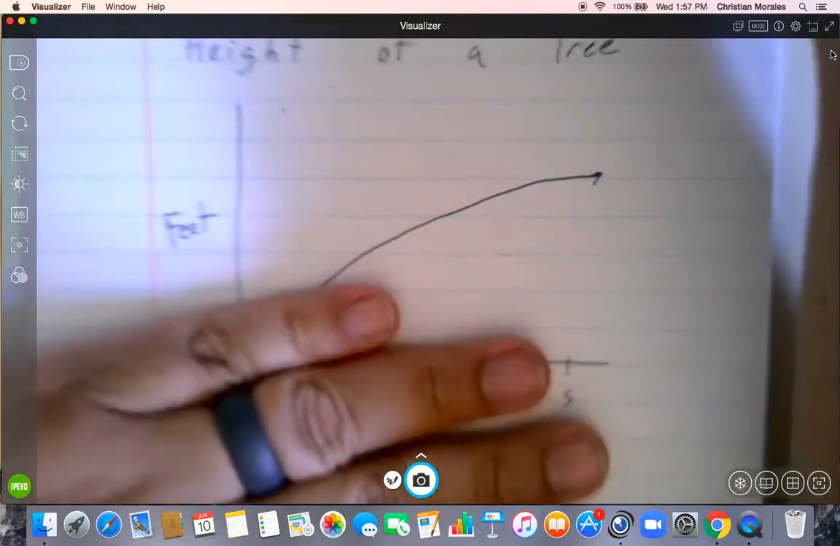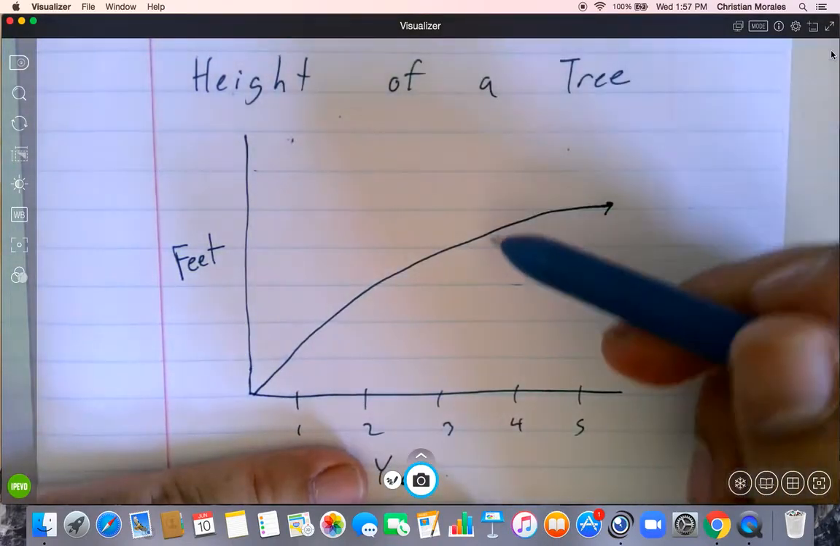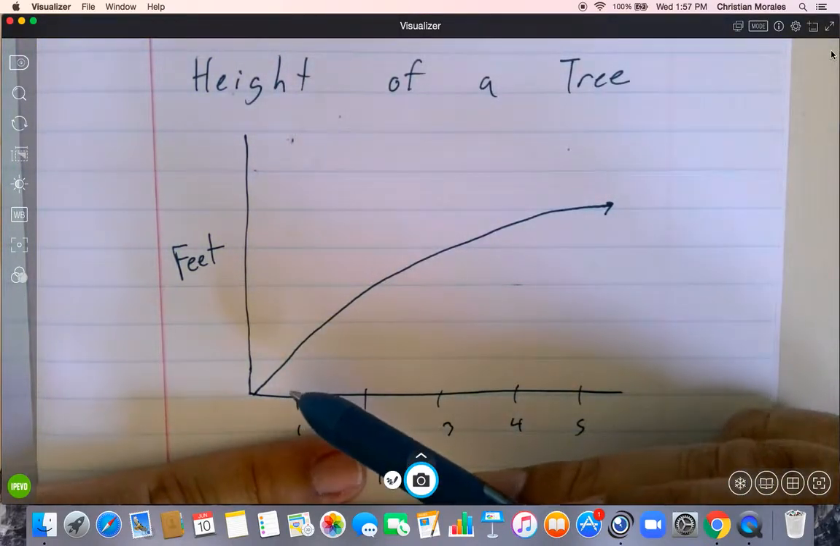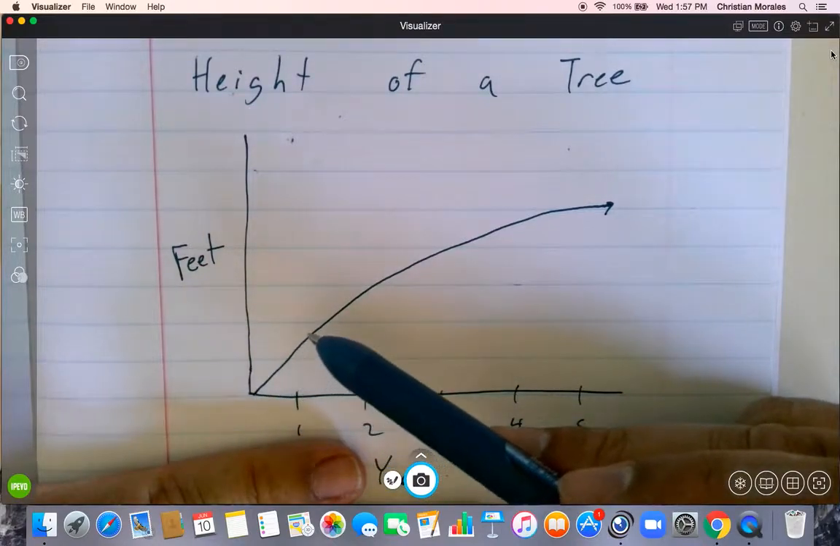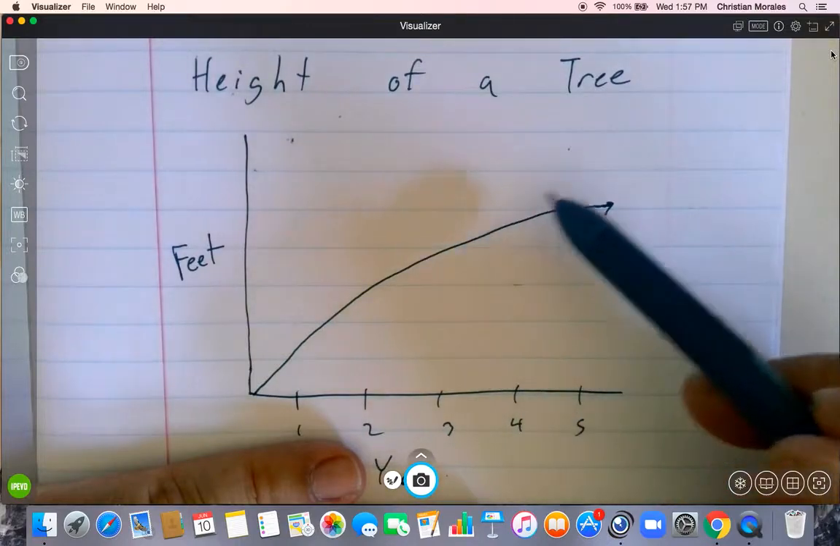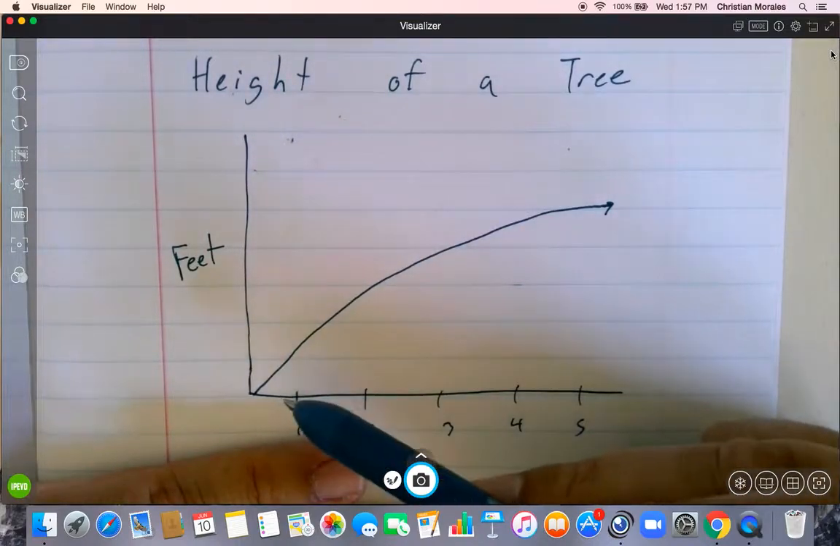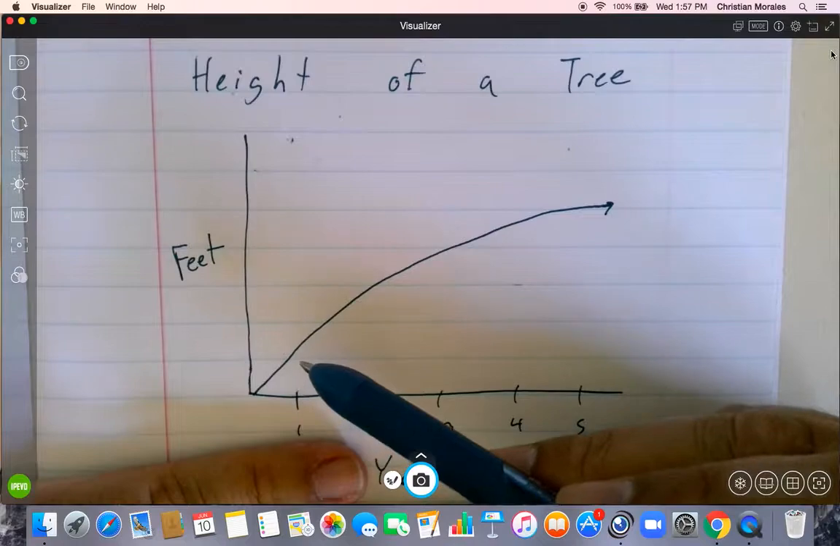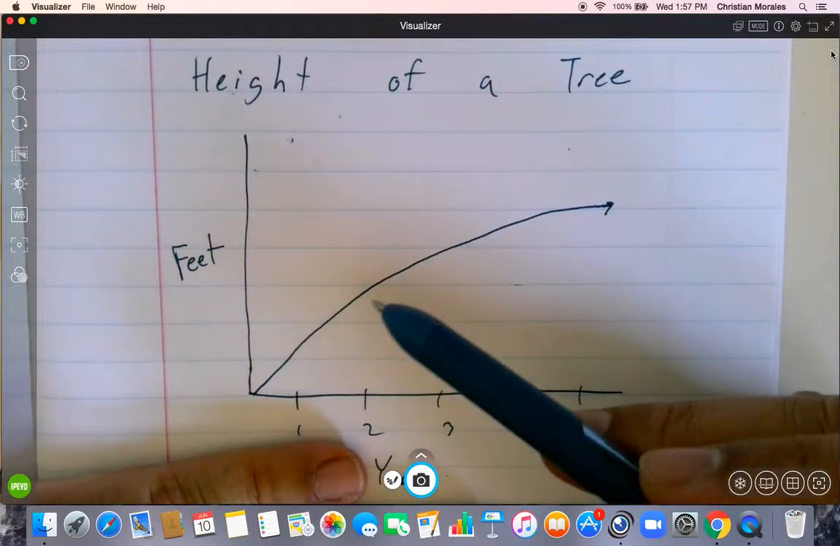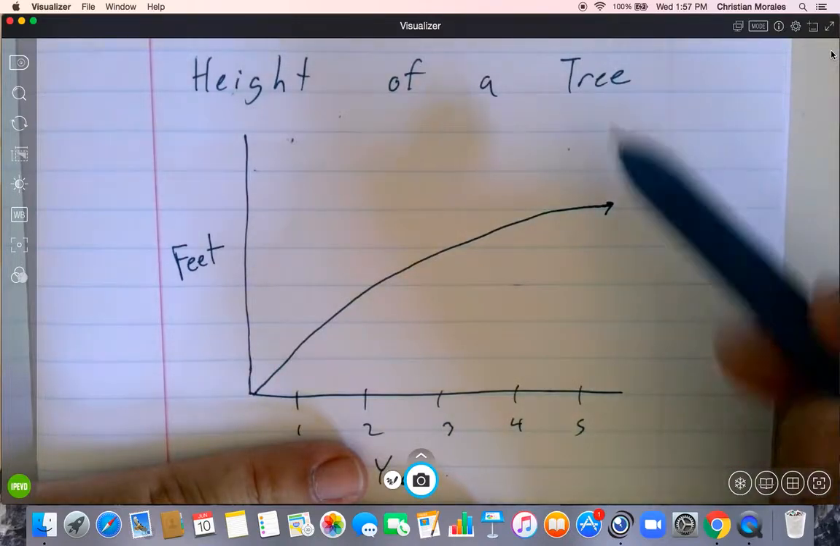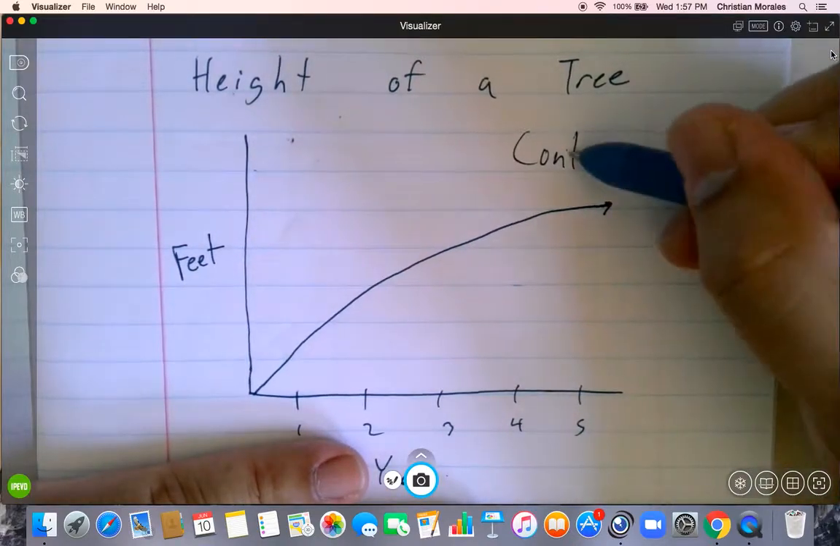Now, if you're looking at a tree that's growing out in the woods, when it's first planted and it just starts sprouting, you would connect the dots here. Now, you don't see any dots, but guys, this is a collection of dots. This is the height every day, every hour, every minute, every second. We are measuring the height of that tree, and we see that that tree is growing. This is continuous.